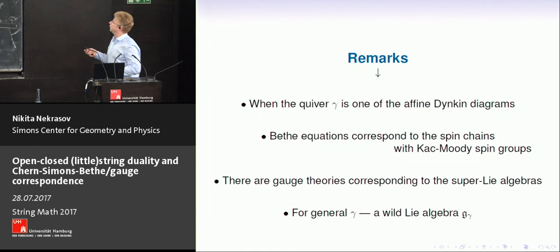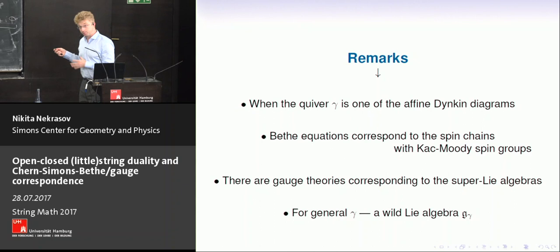If your quiver gamma is one of the affine Dynkin diagrams, then the Bethe equations which you will get correspond to spin chains with Kac-Moody symmetry groups. And this is actually the way these were discovered before they were introduced in the community of quantum integrable systems. There are also gauge theories which correspond to super-Lie algebras. They are slightly more complicated than the ones which I described, but not too complicated. And you can consider general quivers, not necessarily of ADE type.